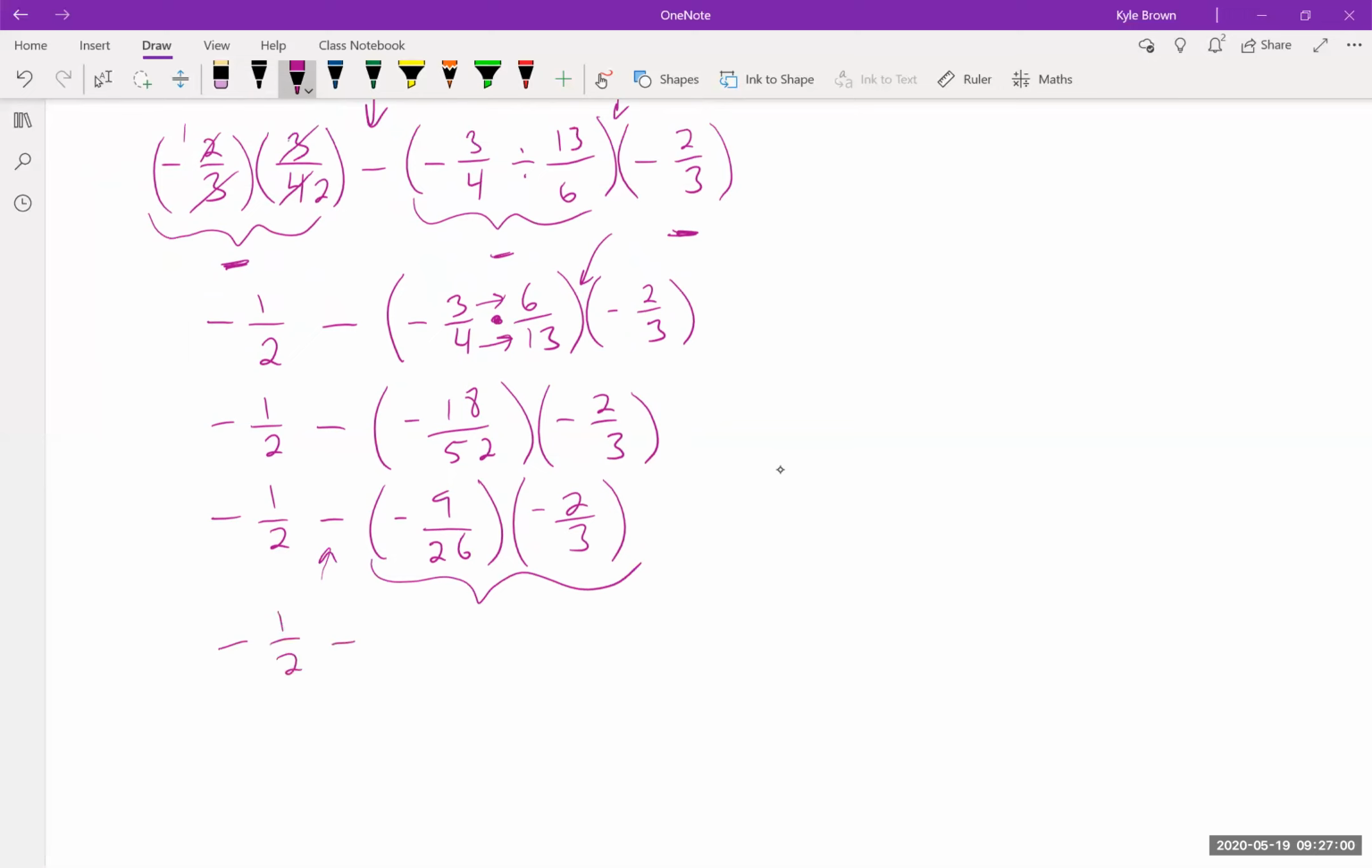And now that we're here too, is my answer for this middle part, everything in here, going to come out positive or negative, right? And this is where you have to look here. I've got a negative times a negative. This thing's coming out positive, right? Negative times negative gives me a positive. So then, just straight across, we're going to have 9 times 2 is 18, and positive 18. And then 26 times 3 is 78.